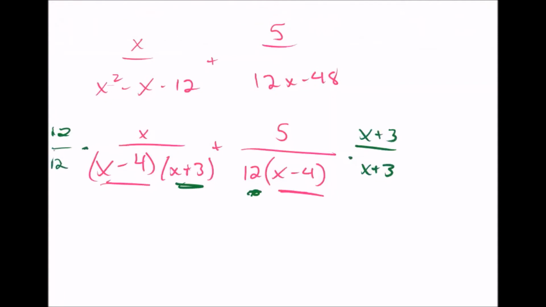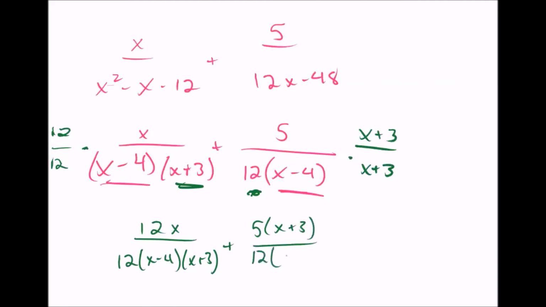Okay. So once we do that, we have 12x over 12 times x minus 4, x plus 3, plus 5 times x plus 3, all over 12, x minus 4, x plus 3. And now we have the denominators that are exactly the same, and that's really the goal of this. So if what you do doesn't give you the same denominators, then you need to reevaluate what you did and maybe try something else.